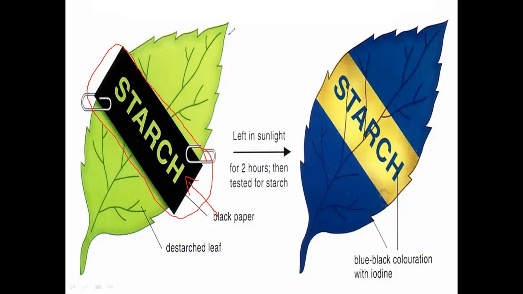Here we have a black, dark blue or blue black color obtained for the part that was exposed to the sunlight. However, the part that was covered by the black paper shows a yellow to brown color, which means that there is no starch.